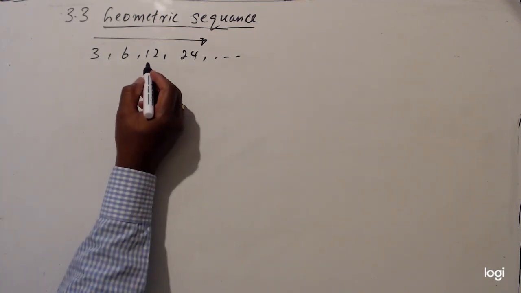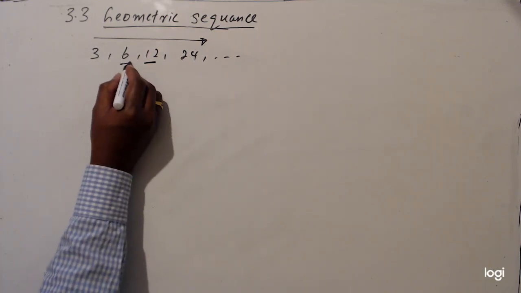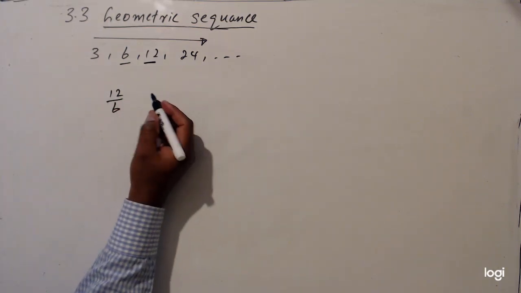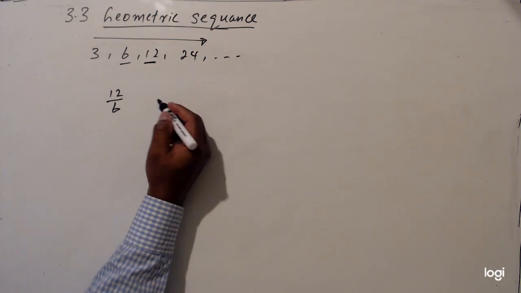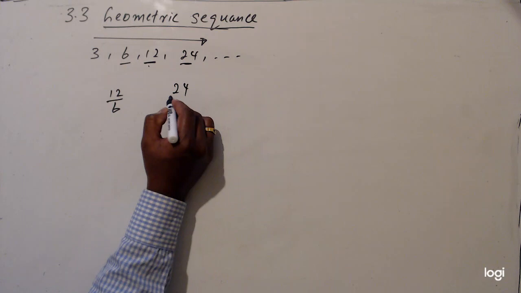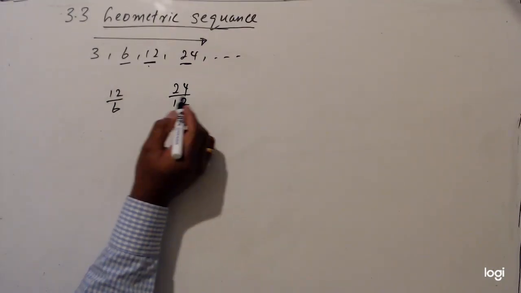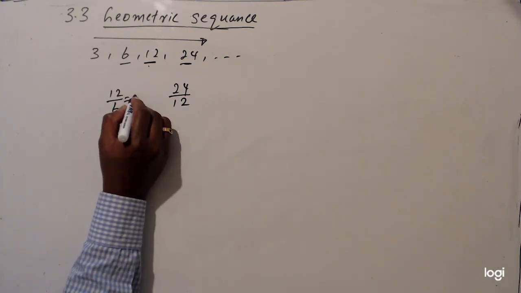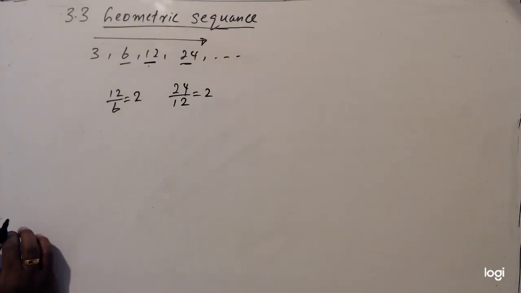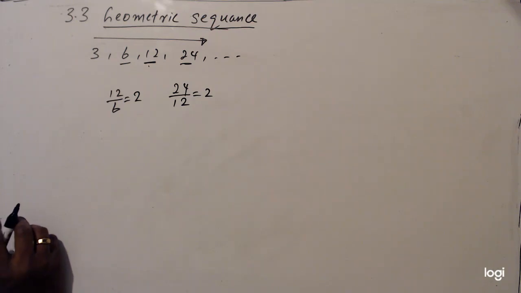We can select any term, 12, and divide by the previous term, 6. And then again we can select any other term and divide it by its previous term, and we are comparing this quotient. We know this is 2 and we know this is 2. If this quotient is the same, it means that the sequence is a geometric sequence.